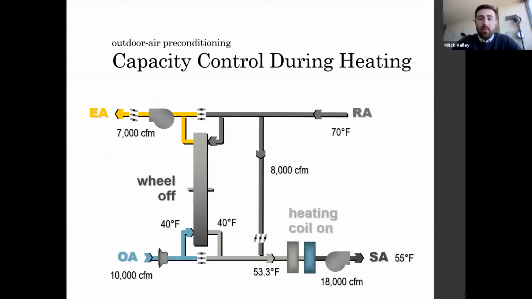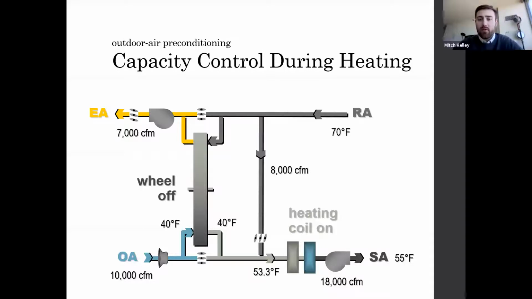A detail that is sometimes overlooked when using an air-to-air energy recovery device for outdoor air preconditioning is to provide a method to modulate the capacity of the device. It is required to prevent the overheating of the supply air during cold, but not extreme, weather conditions. In this example, a total energy wheel is used to precondition the outdoor air in a mixed air VAV system that supplies a constant 55 degrees dry bulb.